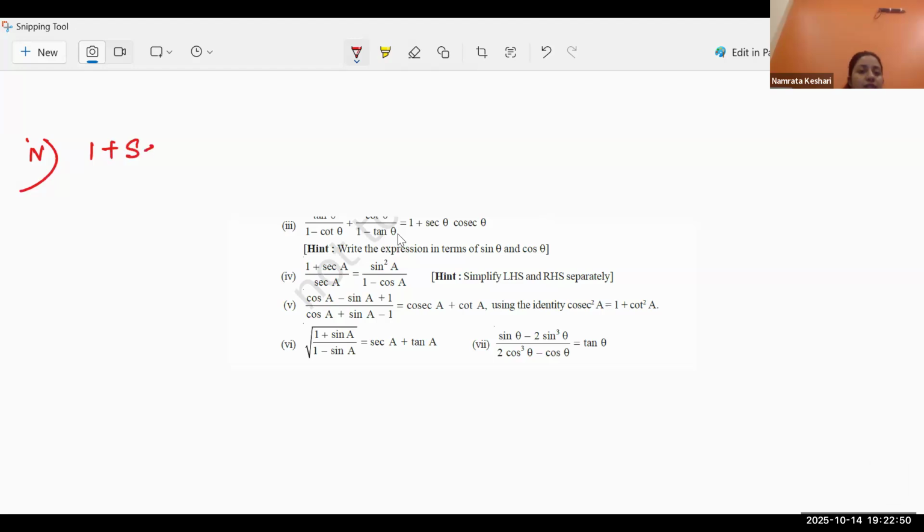In 4 we have 1 plus sec A by sec A. I always work with the LHS only. If I can't do anything with the LHS, then only I think about taking the RHS or solving LHS and RHS one by one. So first of all, we take the LHS and solve it. While solving the LHS, I look closely at what can be done with the question. Now I can see one thing I can do: I can convert everything in terms of cos. When we don't know anything, what we always do is convert everything in terms of sine and cos.